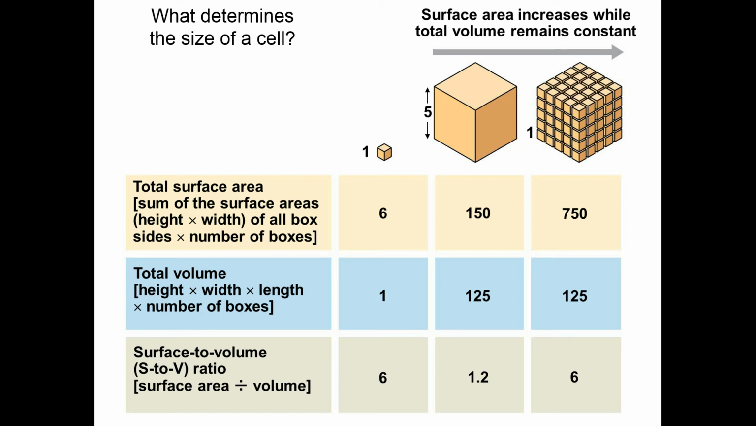Well, for instance, you have something like nutrients. Nutrients have to get in, and waste products have to leave. So nutrients have to come into the cell.